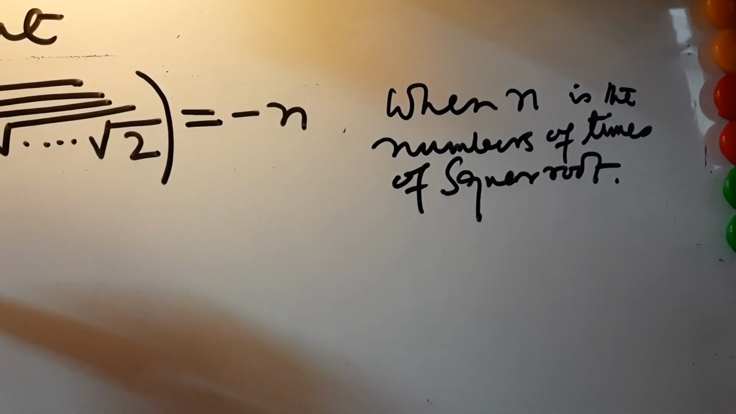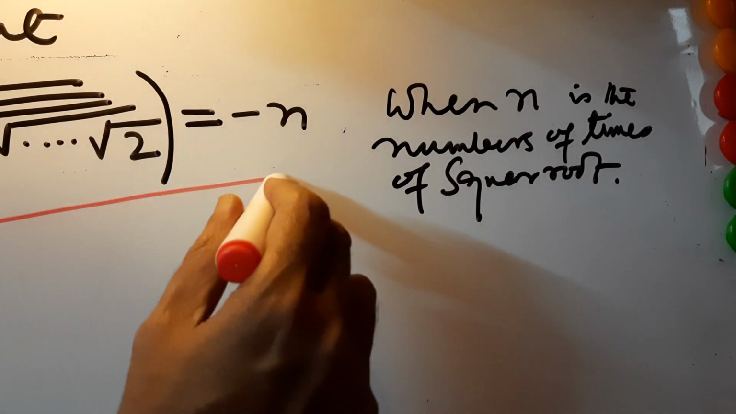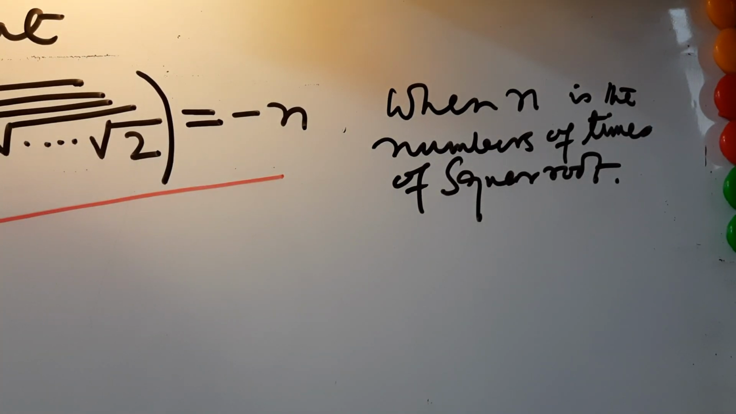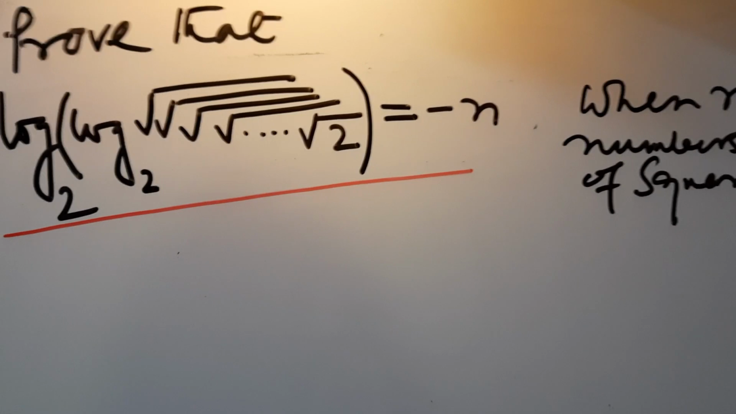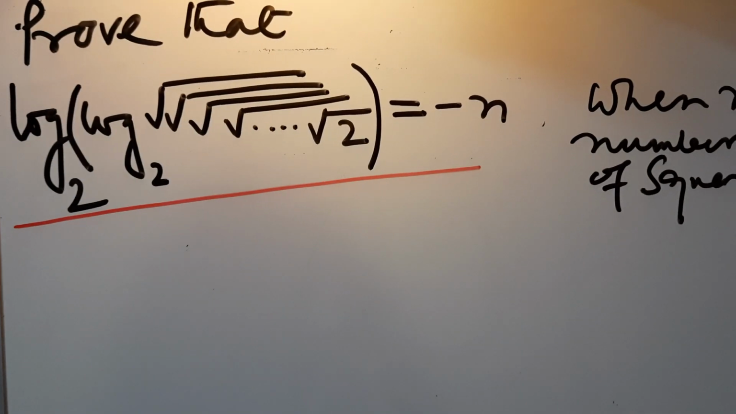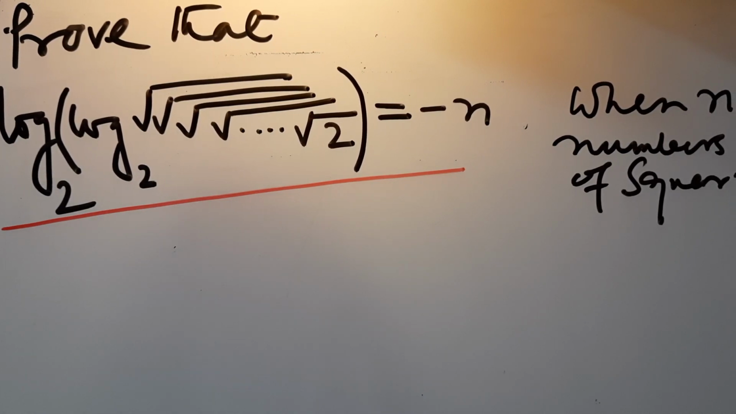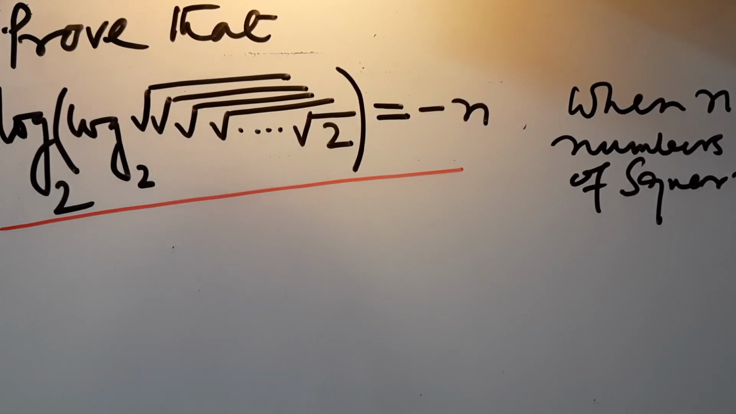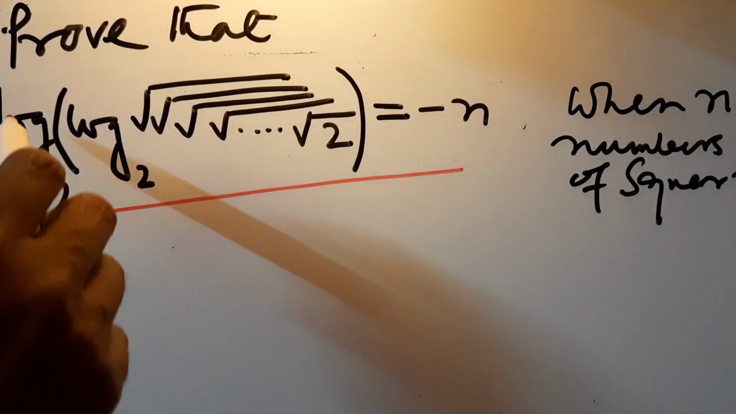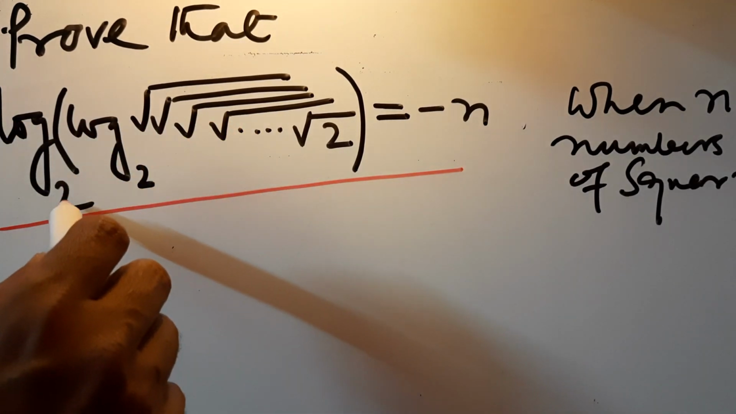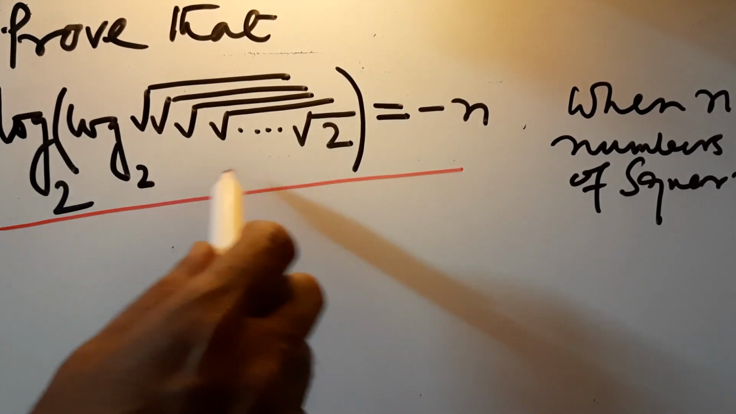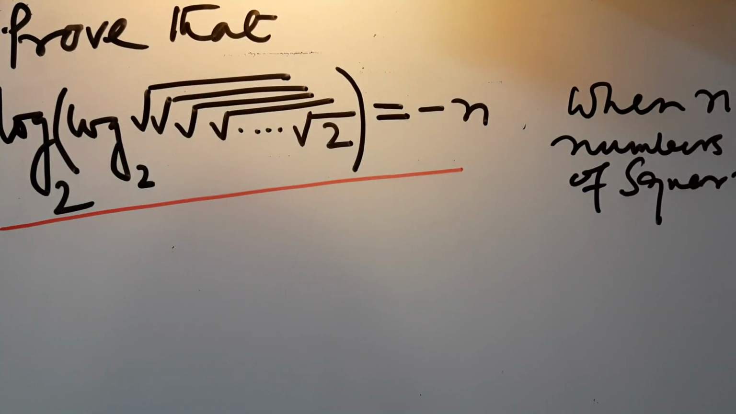Okay, so we have to prove this value equals minus n. So how can I prove this? First we have to think about this. The expression is log base 2 of log whose base also is 2, and this is equal to minus n. I have to prove this.